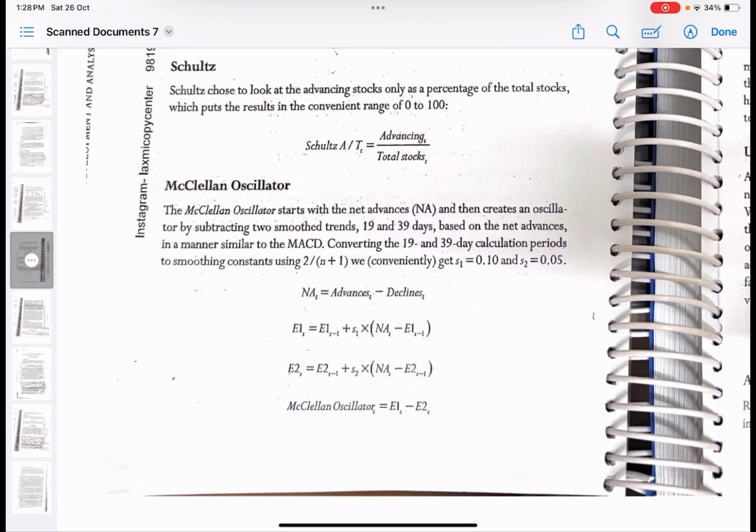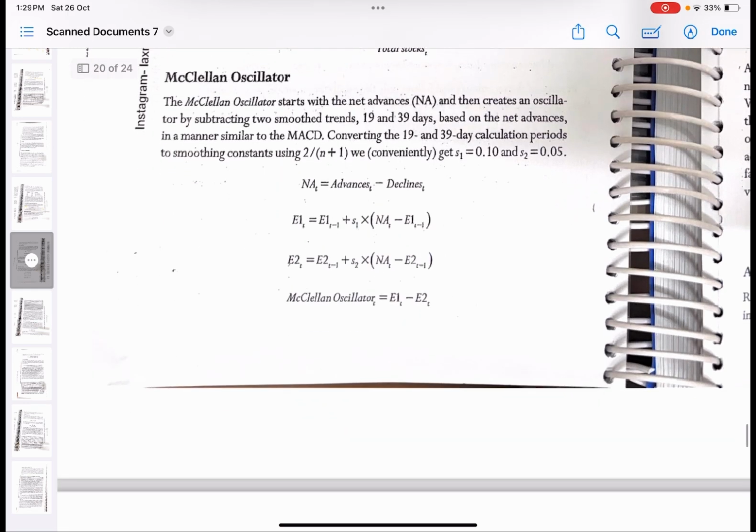Now, what did Schultz do and what kind of contribution has Schultz given to the breadth indicator? Schultz chose to look at the advancing stocks only as a percentage of total stocks, which puts the results in a convenient range of 0 to 100. Schultz basically said advancing divided by total stocks. That's it. In Bolton Tremblay, we saw advancing minus declining divided by the unchanged, right? And when you are taking just the advancing stock and dividing it by just the total, and there's no question of what the declining stocks are doing, it's just about the advancing and the total stocks, then that should remind you of Schultz.